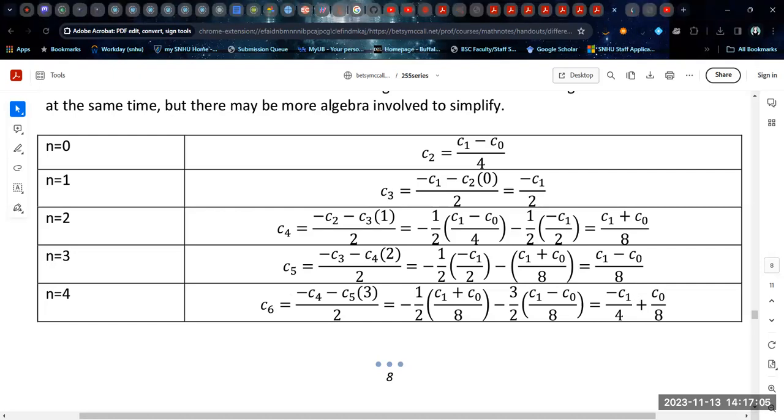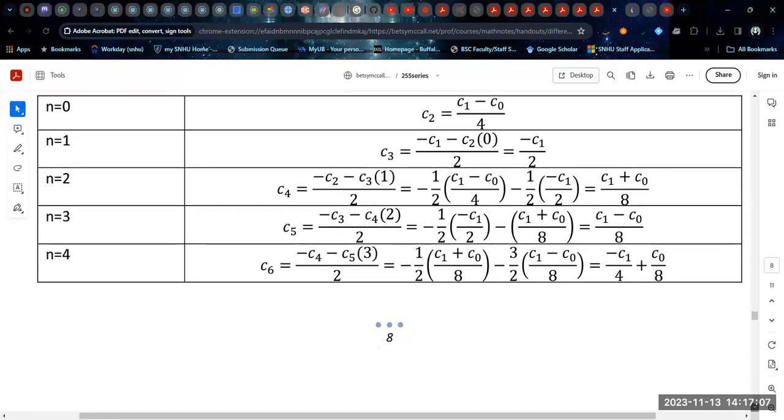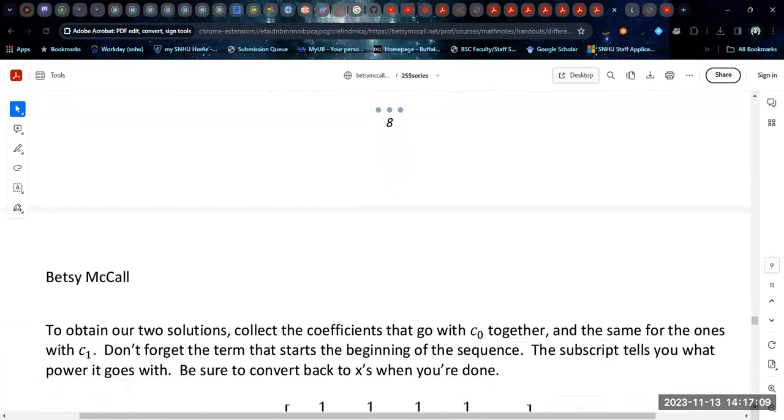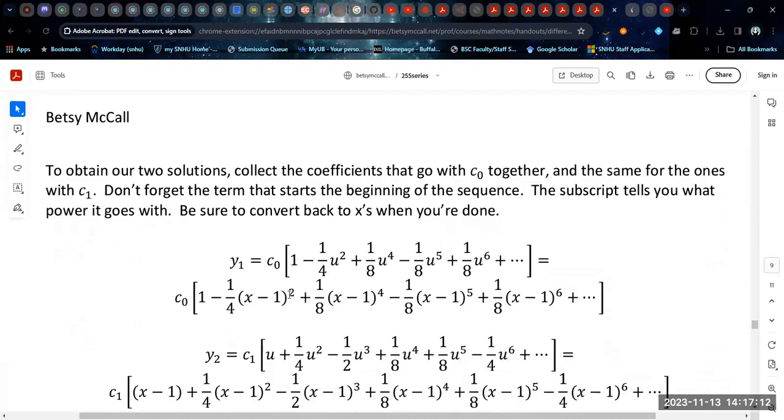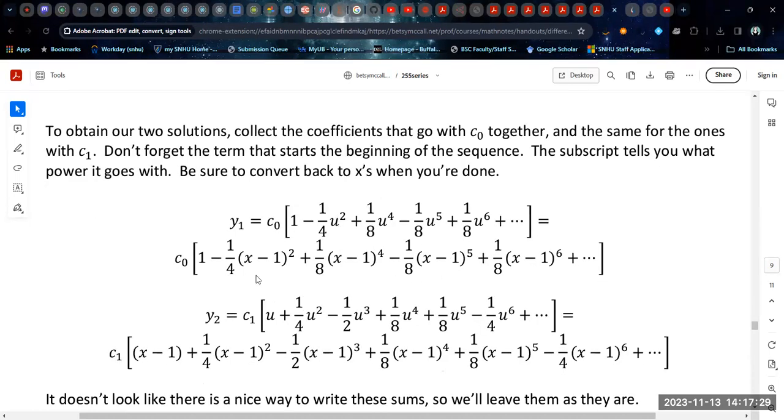And then we can actually separate out our C0 and C1 coefficients into two separate sets. So Y1 is going to be C0, again, times 1, because that's the first term in the sequence. And then the coefficients that come out of C2, C4, C5, etc. And the u, of course, is actually x minus 1. So this is our Y1 expression in the original variable.